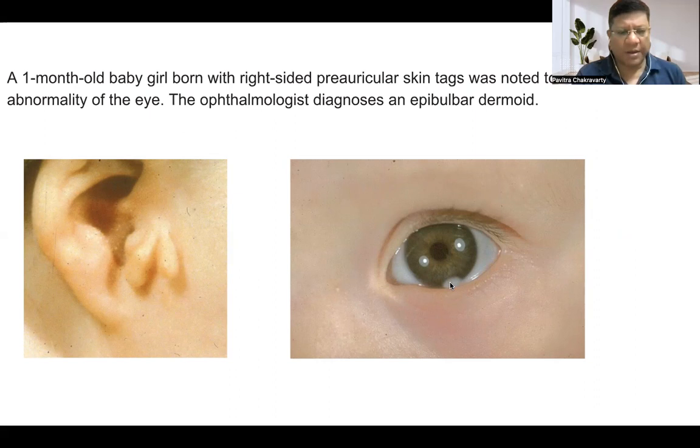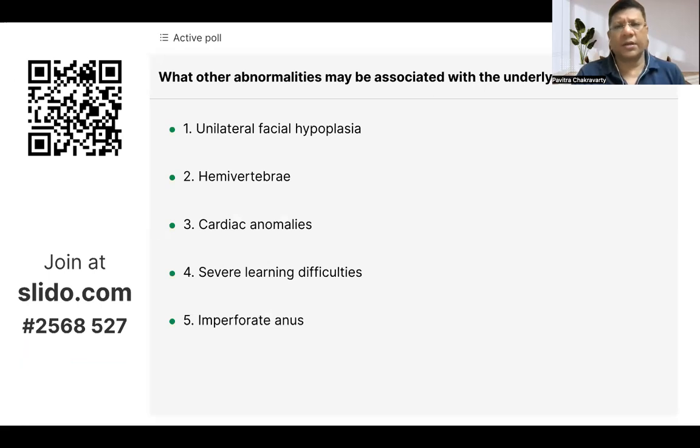For the MRCPCH exam, periauricular skin tag is a common thing which keeps coming up in the exam. You can't miss it really. There is no excuse. So let's see what your answers are. What abnormalities may be associated with the underlying syndrome? You can have multiple choices: unilateral facial hypoplasia, hemivertebrae, cardiac abnormalities, severe learning difficulties, impaired hearing.